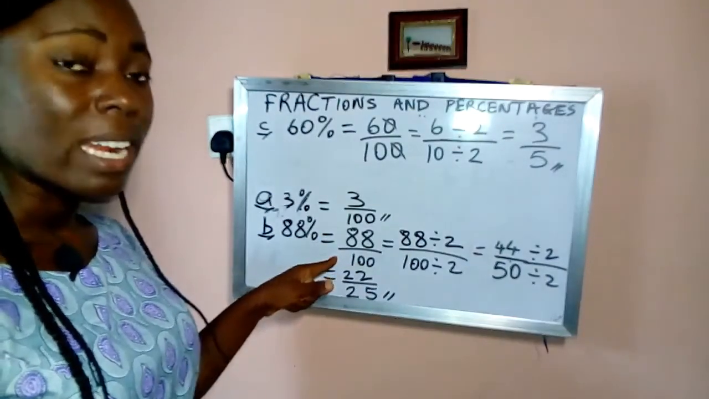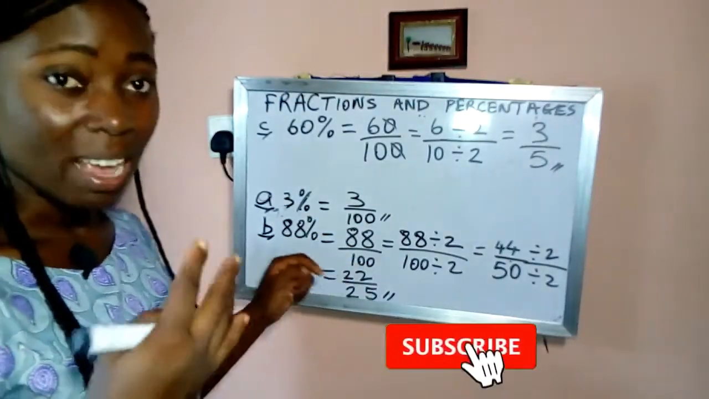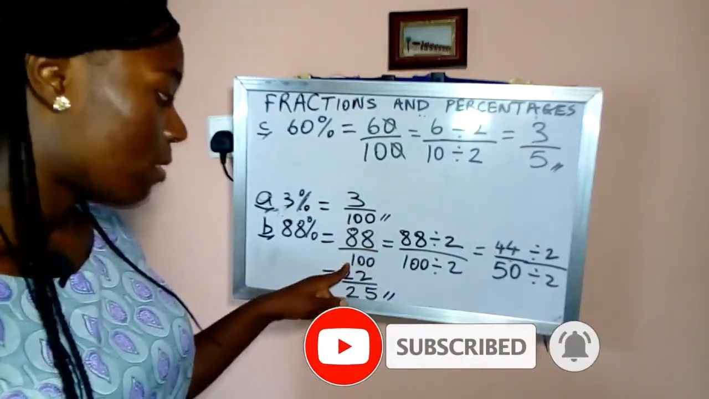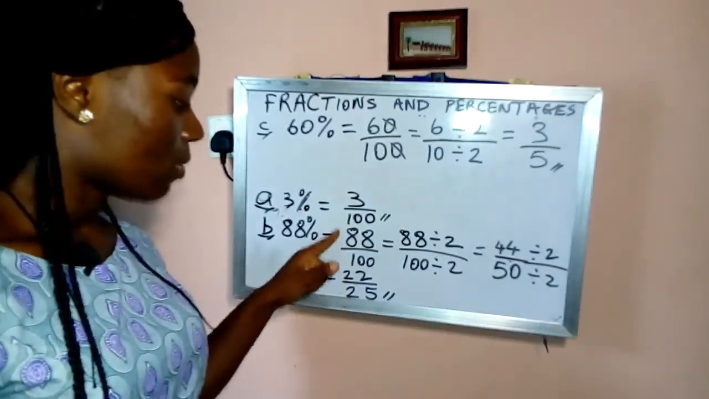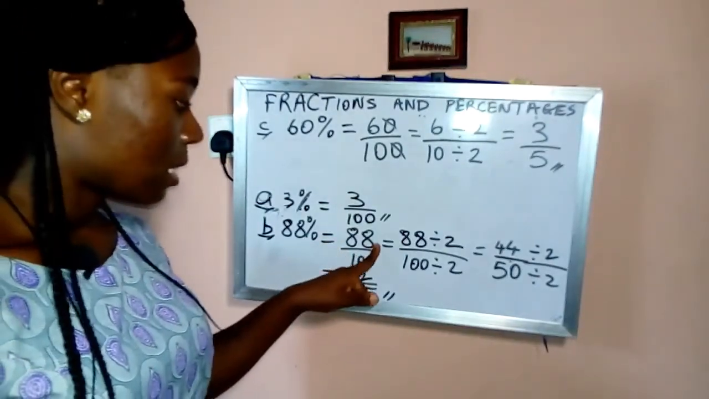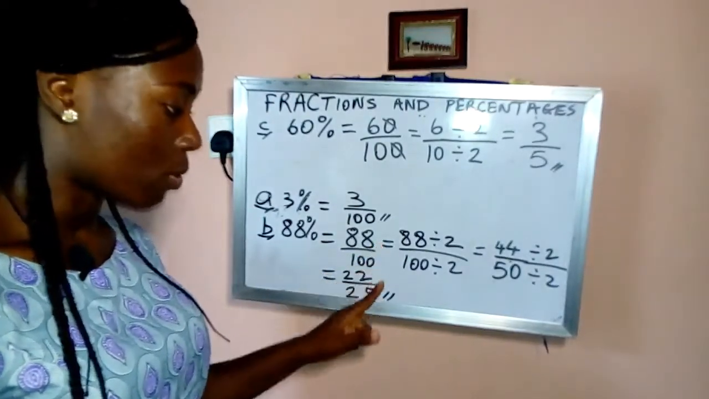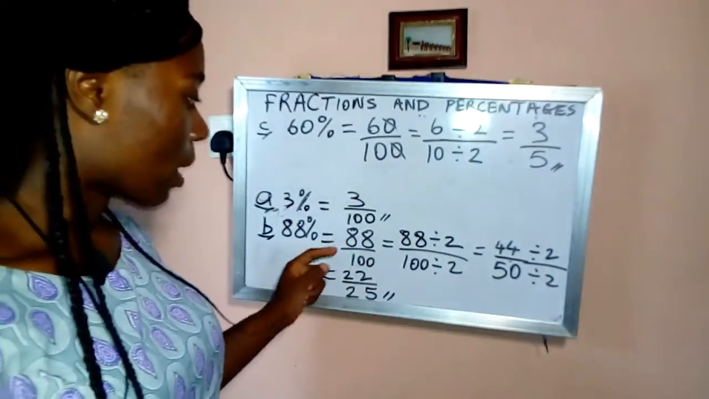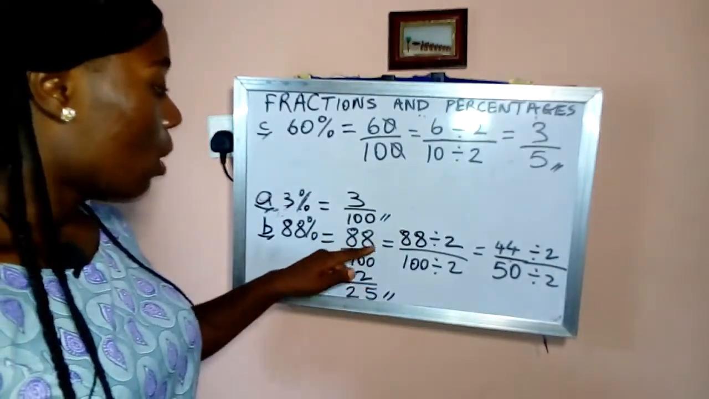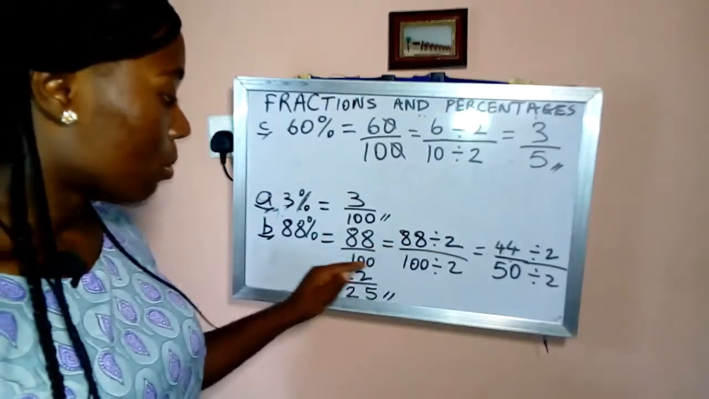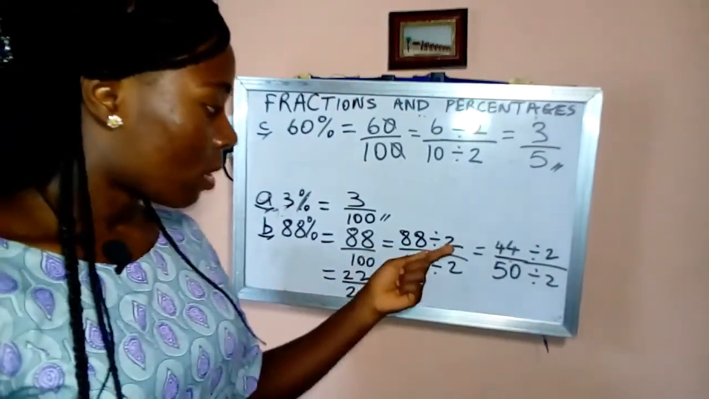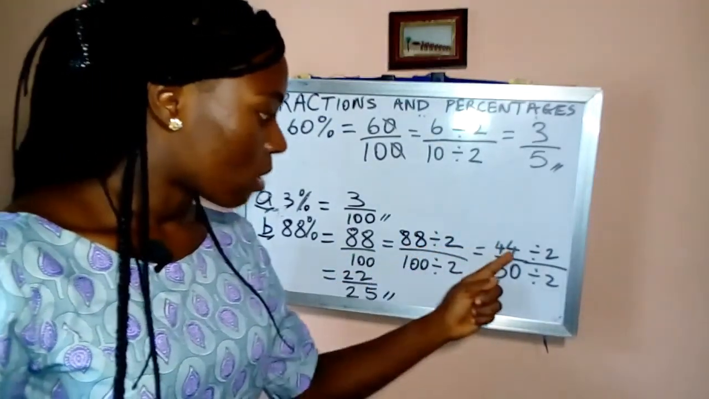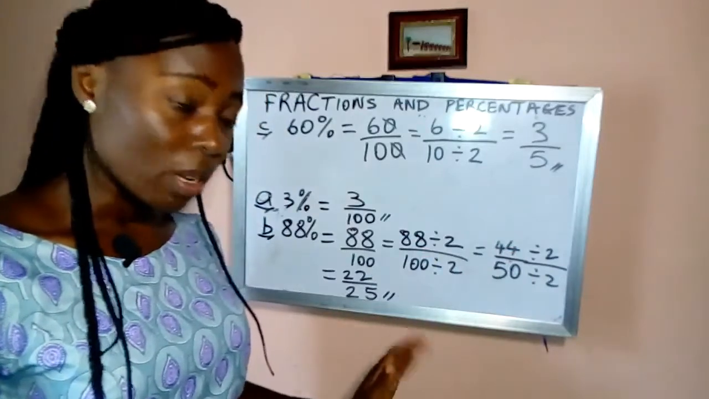Thereafter, you look for a number that can divide both of them without a remainder. I told you that this is an even number, and this is also an even number. Why? Because they are both divisible by 2. How do I know? 8, which is the last number in 88, is a multiple of 2, and this is 0. So it simply follows the rule of division. So 88 can be divided by 2. 100 can be divided by 2. 2 into 8 will give me 4. 2 into 8 will give me 4 without a remainder.